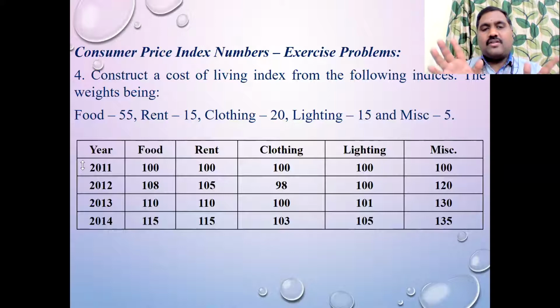W is common for all the 4 years, for all the items. Then what do you have to find out? Yeah, WP. We have to find out WP. That is, we can use the formula summation WP by summation W. So now you need to calculate WP for 2012, 2013, 2014, and then find out the summation of WP for 2012. Like that, you have to calculate.